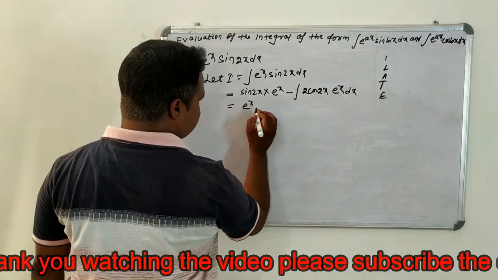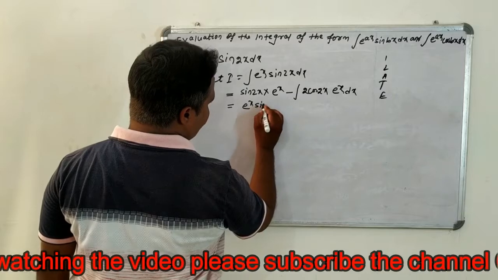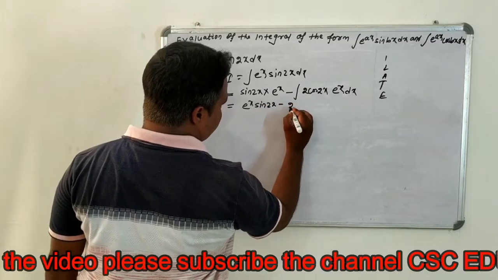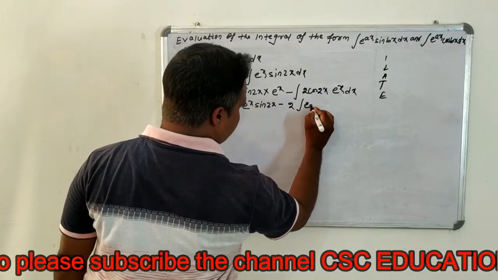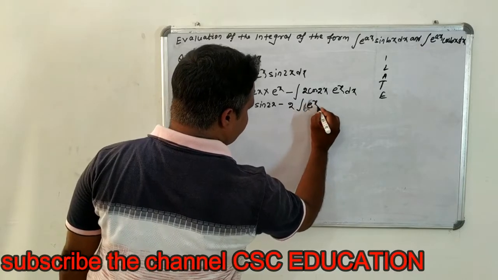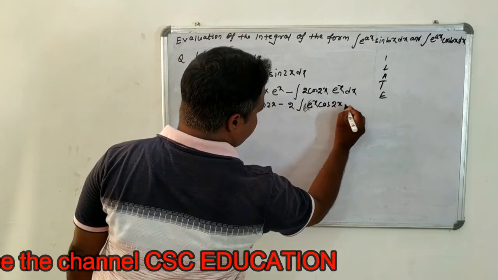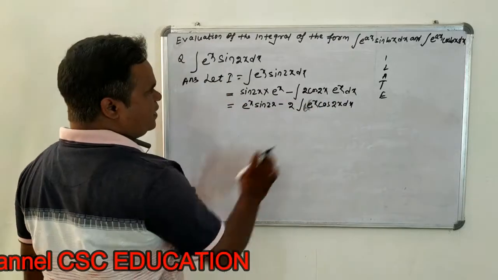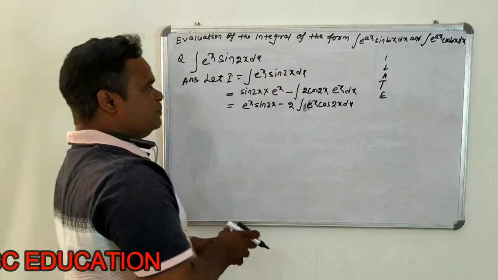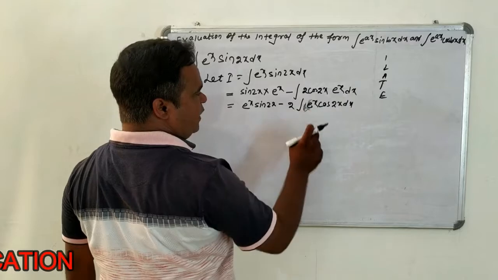This function remains constant: e^x sin 2x minus 2 is the constant factor common, times the integral of e^x cos 2x dx. But the given part is your question part converted. So this value again by parts formula.